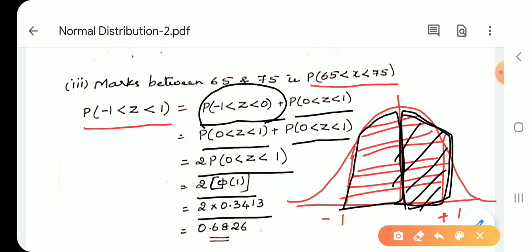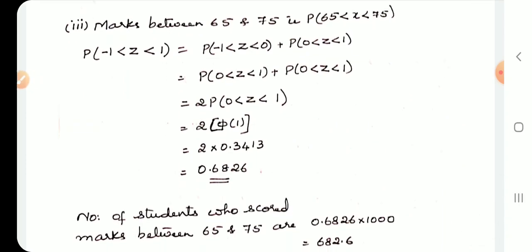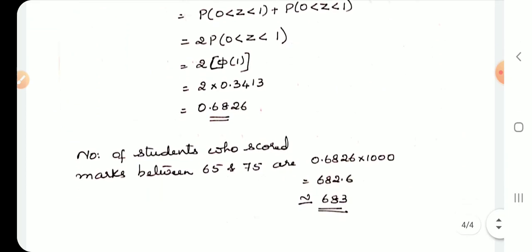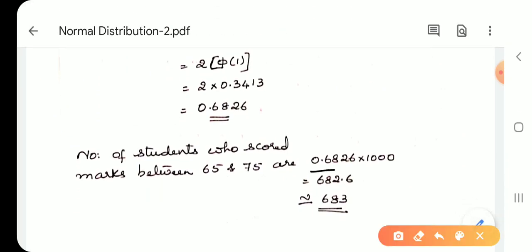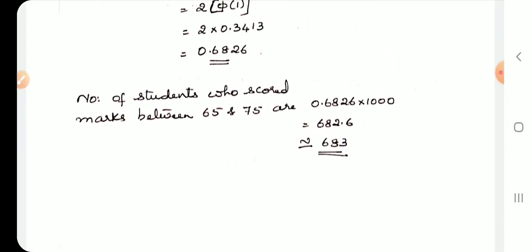Phi of 1 is given by 0.3413, so 2 times that is 0.6826. So this is the probability of the students who have scored marks between 65 and 75. To find the number of students, we have to multiply it with 1000. So we get 682.6, which is approximately equal to 683 students. That is how we can solve problems using the normal probability table in normal distribution.